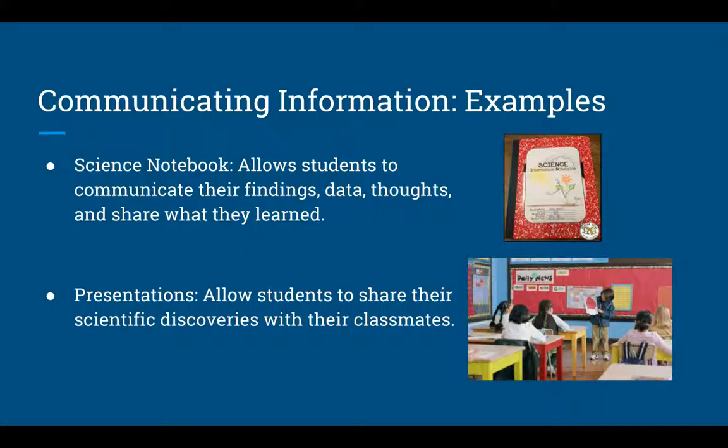So a science notebook, kind of like what we have in class, allows students to communicate findings, data, and thoughts and share what they've learned through the lessons. And presentations allow students to share what they've discovered with their classmates.